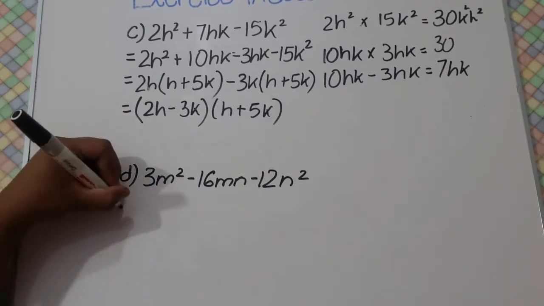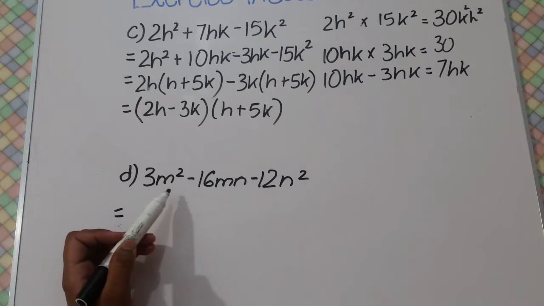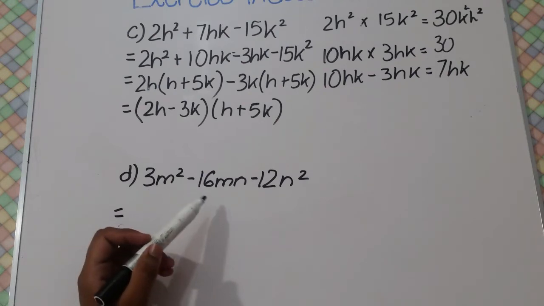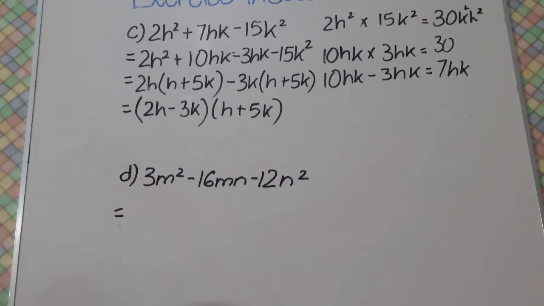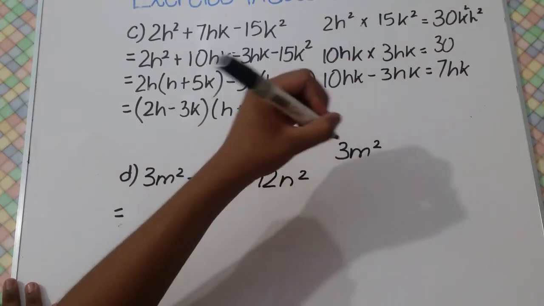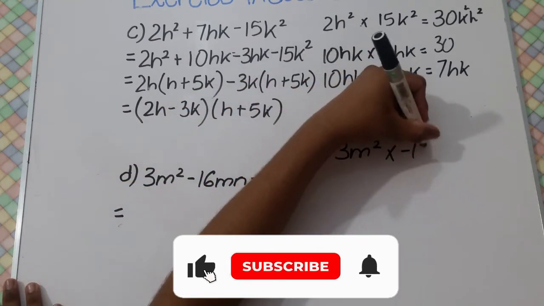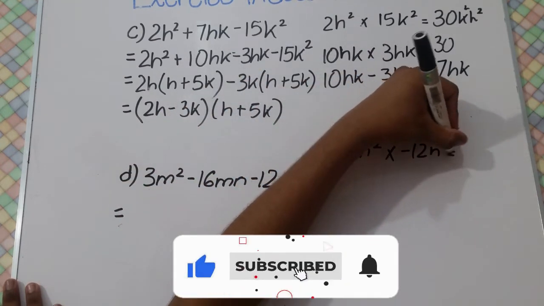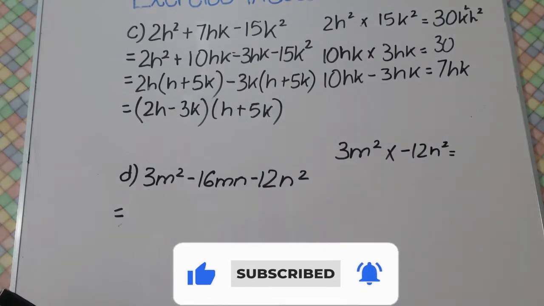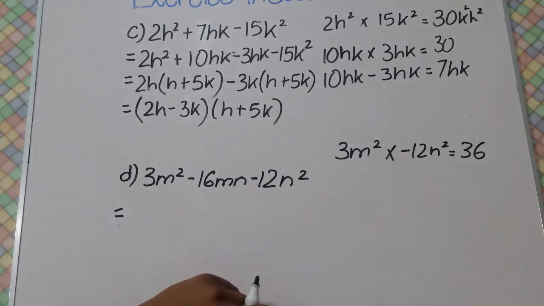Now in part D it's the same thing. First I'm going to multiply 3m square with minus 12n square. So 3m square multiplied by minus 12n square, the answer would be minus 36 m square n square.